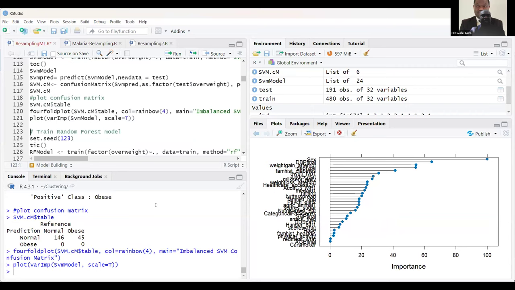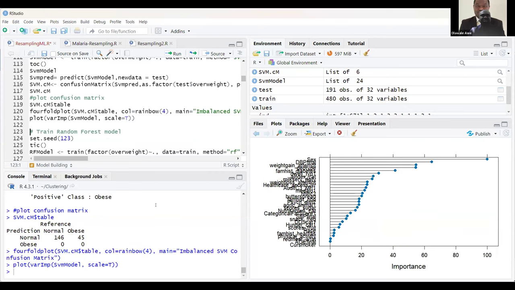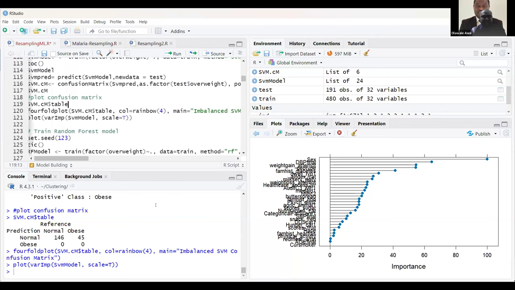Now, I plotted the confusion matrix, and then I also did some variable importance to check the variables that are mostly important in prediction of overweight and obesity in this exercise. Now it's showing that sex is number one, followed by the diastolic blood pressure, and then weight gain attempt, followed by the geotype, where they live, and then family history of diabetes, and so on and so forth. So this is essentially how caret sets up our models.